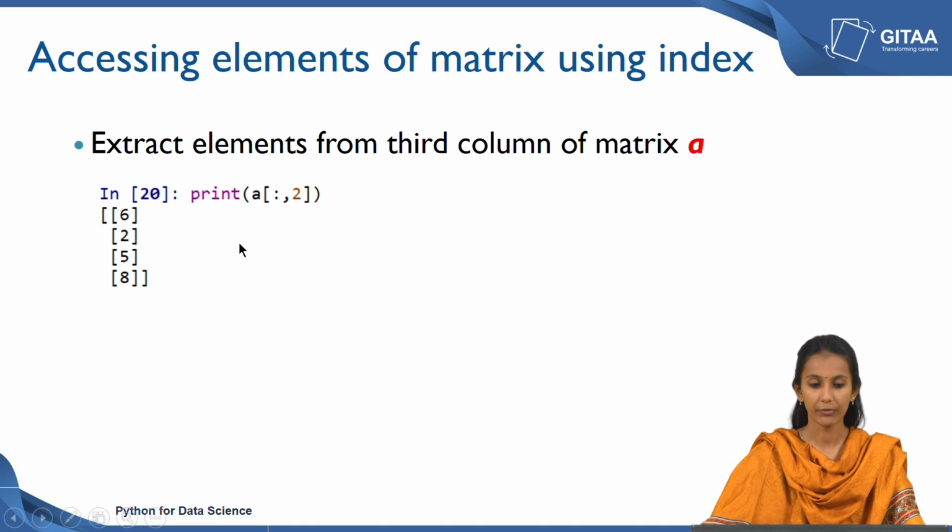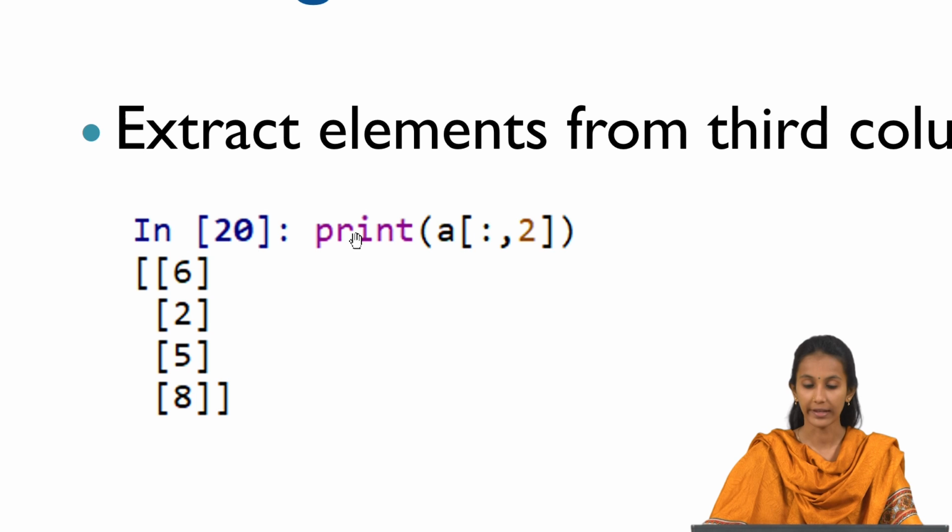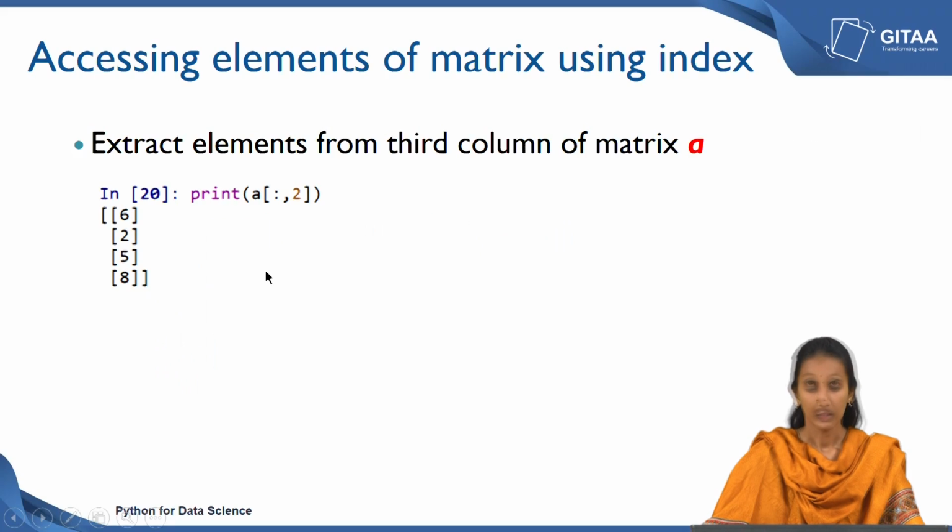So you have to specify the index number for the row index and for the column index. Here we wanted to extract from the third column. The third column corresponds to the index position 2, so colon comma 2. If we wanted to extract elements from the third column, the corresponding index number is 2. We wanted to extract the corresponding rows as well, so that's why we are specifying colon. We will get an output of 6, 2, 5, 8. These are the values for the third column.